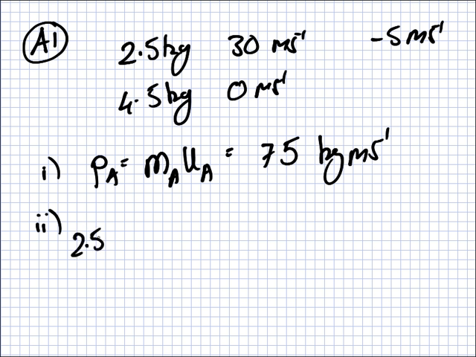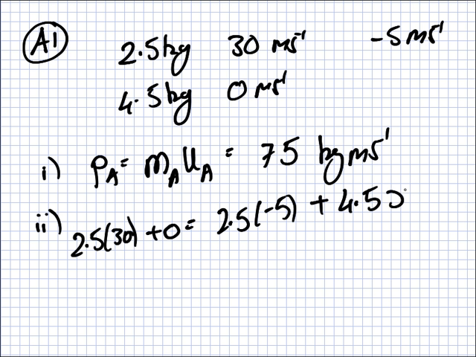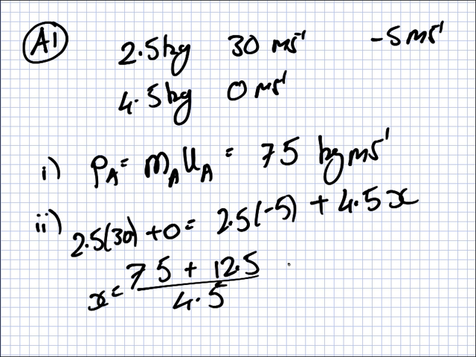So that's m1 u1 plus m2 u2. U1 is... No, I think that's v1, isn't it? Isn't it the minus 5? Oh yeah. So that's 75 plus what's 2.5 times 5? 12.5, isn't it? And then if you divide that by 4.5, you can get your x. So what's that? 75, 87.5 over 4.5.